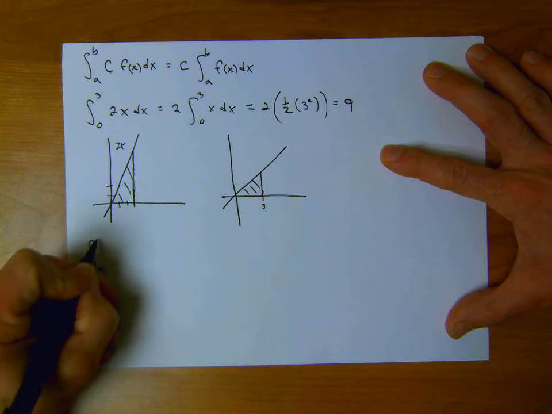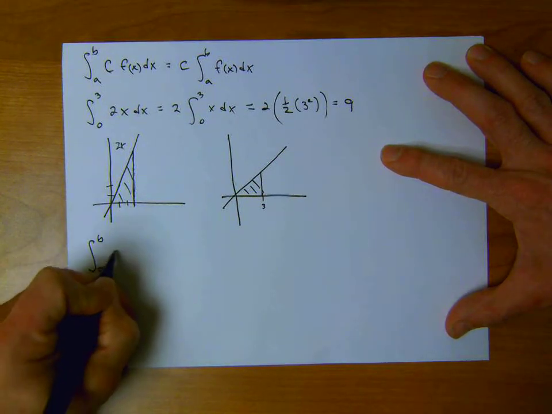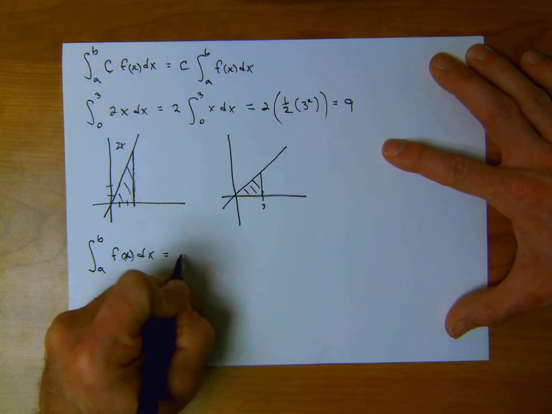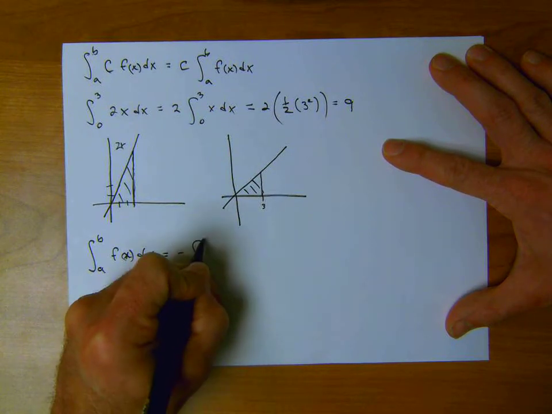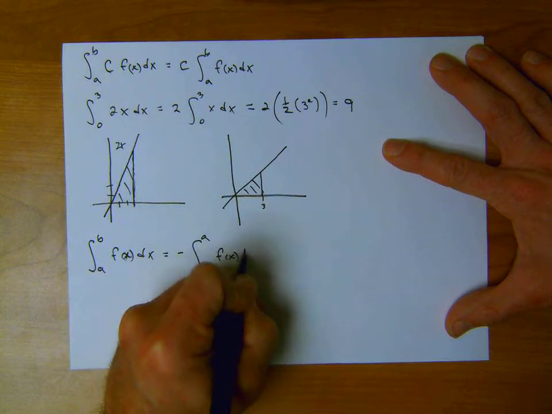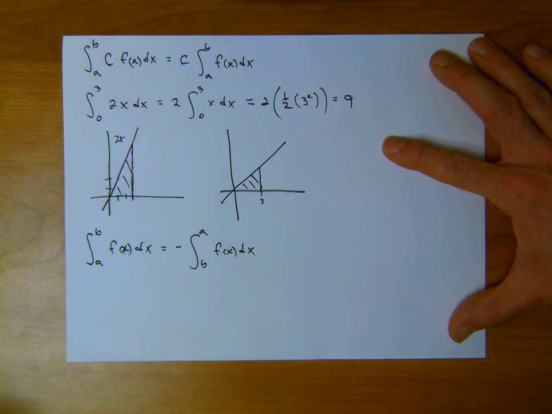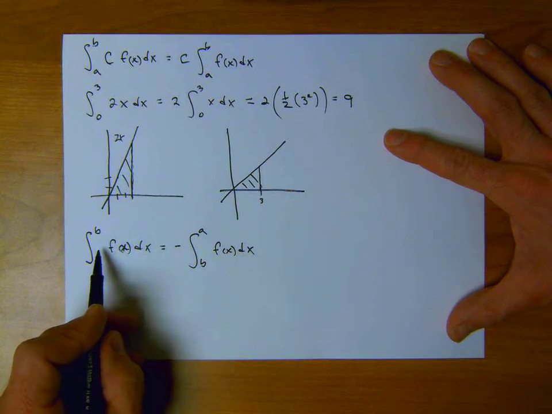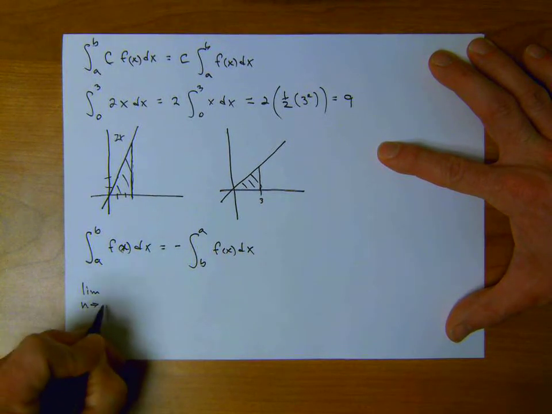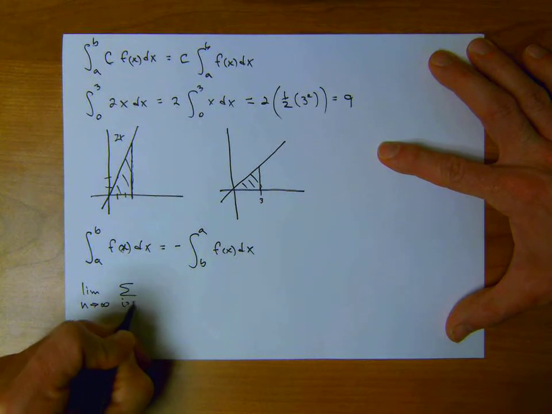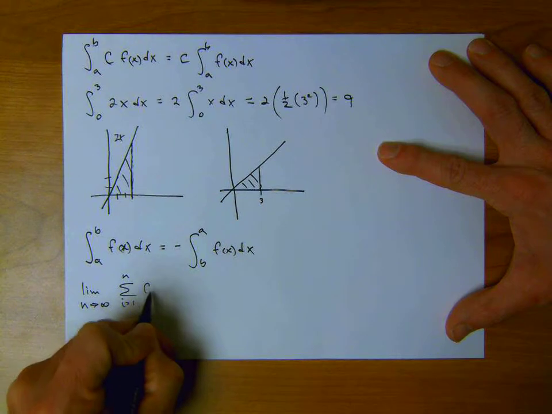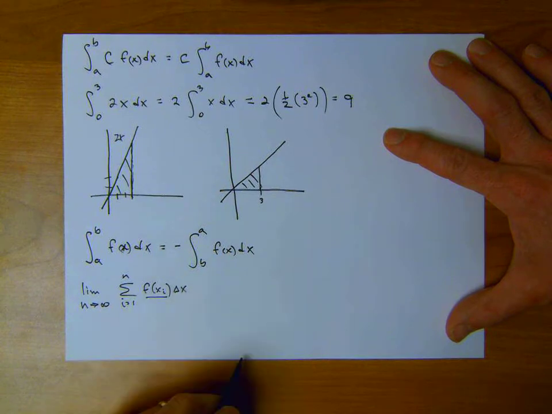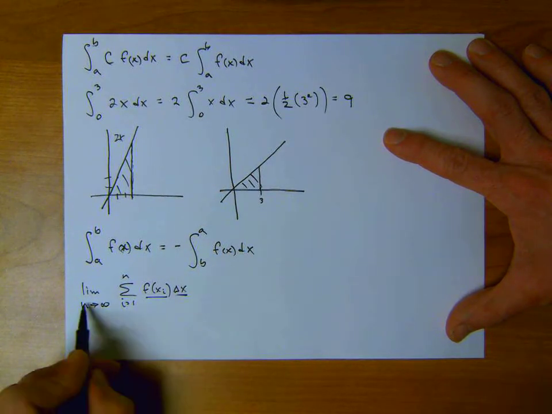We have the integral from a to b of f of x dx equals the negative of the integral from b to a of f of x dx. And I think probably the easiest way to see this is we think about when we take the areas here, we are basically taking the limit as n goes to infinity, and we're summing from i equals 1 to n of f of x sub i times delta x, where this is the height of our rectangle, this is the width of our rectangle.